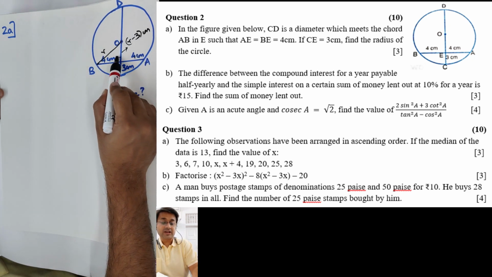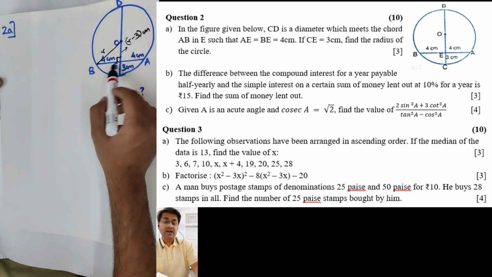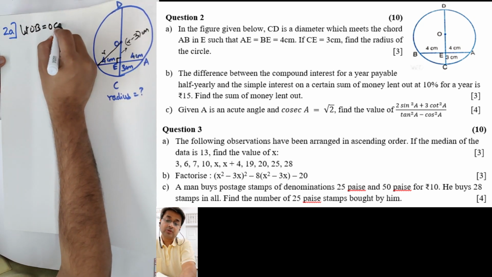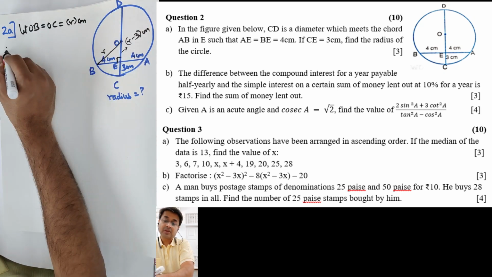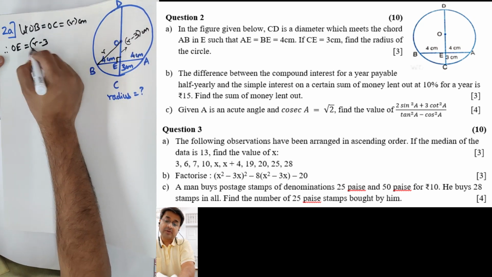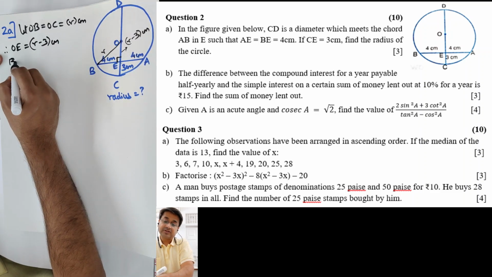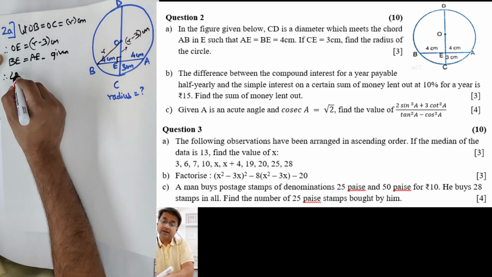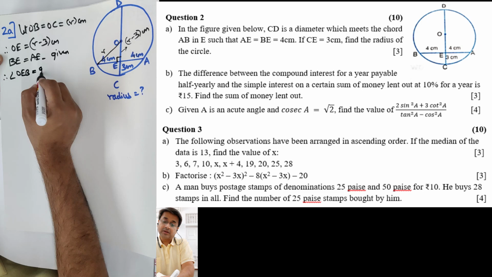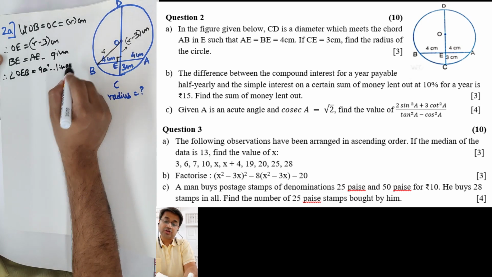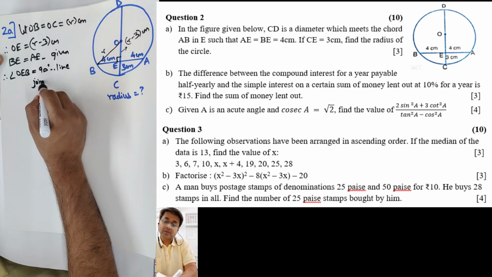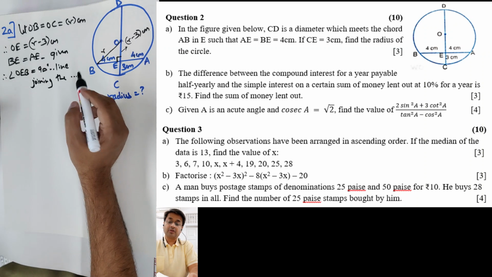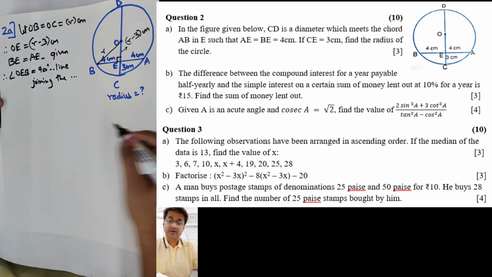Take this triangle, first say that this is 90. Why? Because it's bisected, and apply Pythagoras theorem. So we'll say let OB equals OC equals R centimeters, and therefore OE becomes R minus 3 centimeters. Then we say BE equals AE given, and therefore angle OEB is 90 degrees. Reason will be line joining the center of the circle to the midpoint of the chord is perpendicular to the chord. Write the entire statement, otherwise they will cut your marks in the exam.